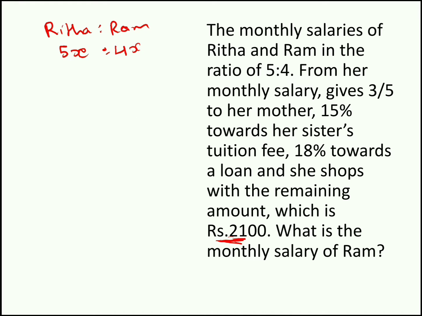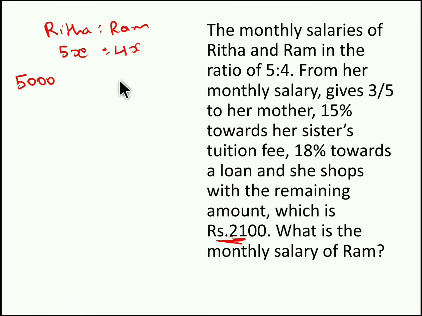Now you can assume any value. You can assume Ritha's salary is 5000 or 100, or even you can keep it as 5x. It is completely your convenience. For my convenience, I am keeping Ritha's salary as 5000 rupees. Even if you take Ritha's salary as 1 rupee, you will get the same answer. You can keep a value for your convenience.